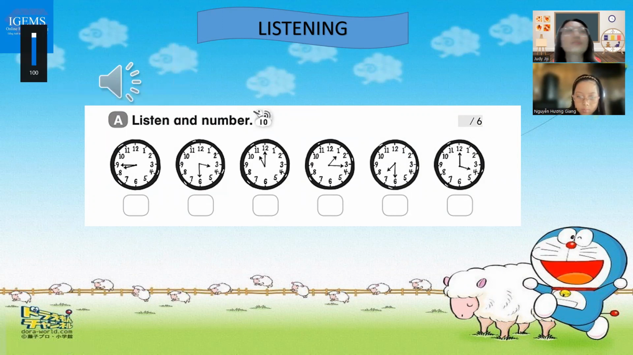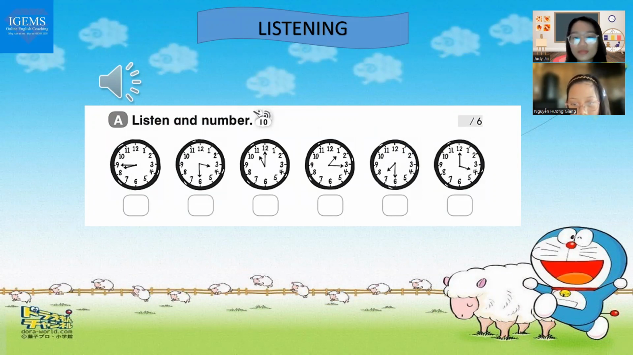1. What time is it? It's 1:15. 2. What time is it? It's 3:30. 3. What time is it? It's 4 o'clock. 4. What time is it? It's 7:30. 5. What time is it? It's 8:45. 6. What time is it? It's 11 o'clock.